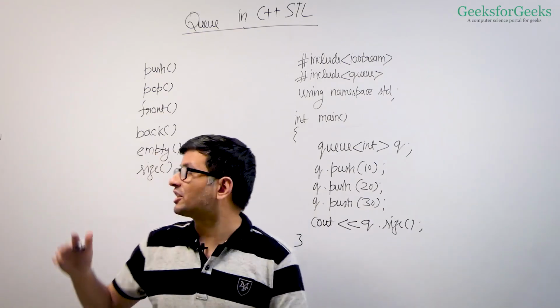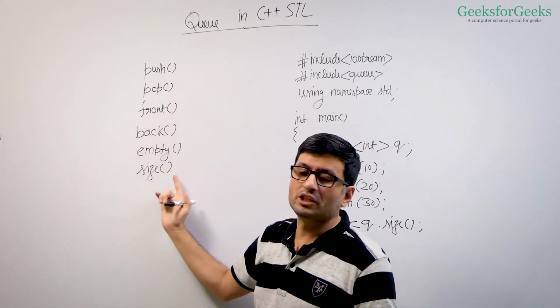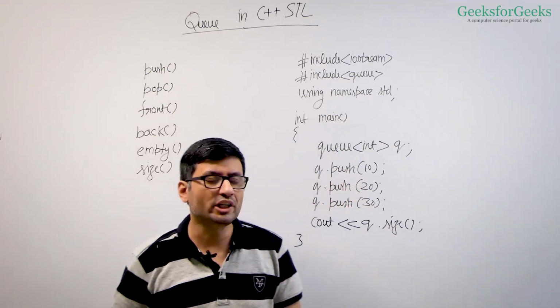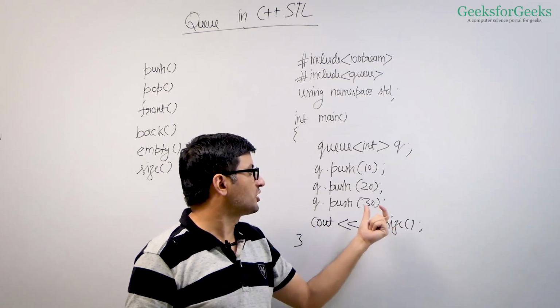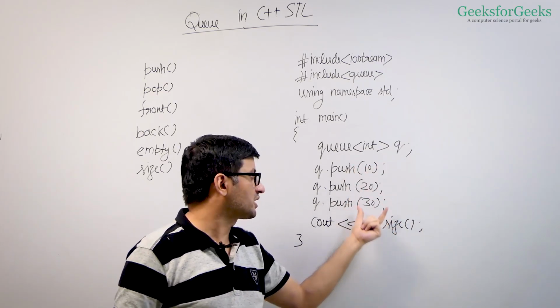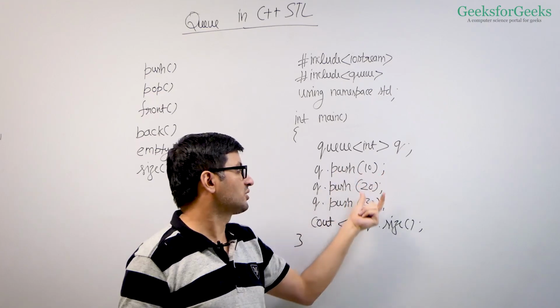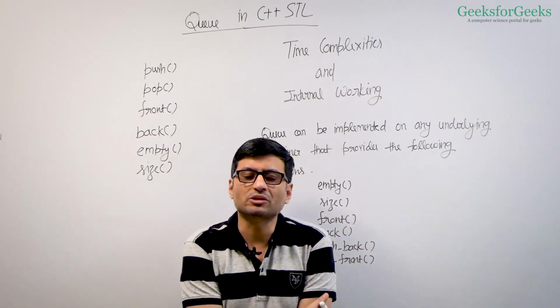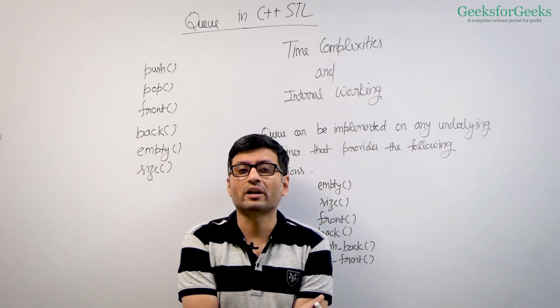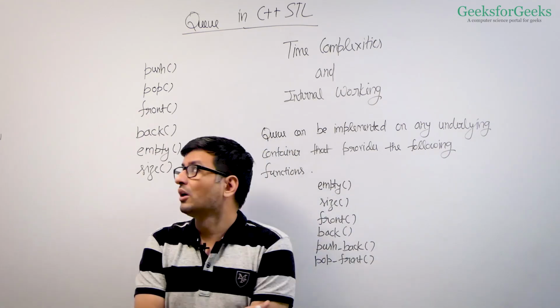So we have covered examples of all the functions here. Only size is left. So let me just quickly cover the size example also. Size returns the number of items in the queue. So we'll get 3 as an output because queue has 3 items. Let us now talk about time complexities of different operations and internal working of the queue.